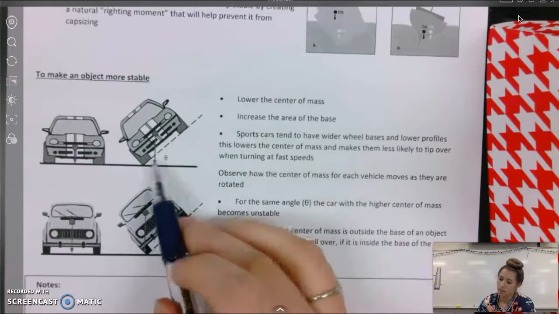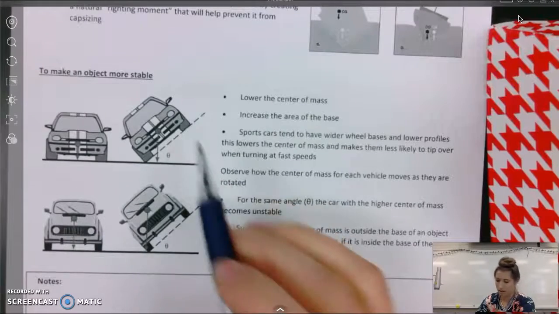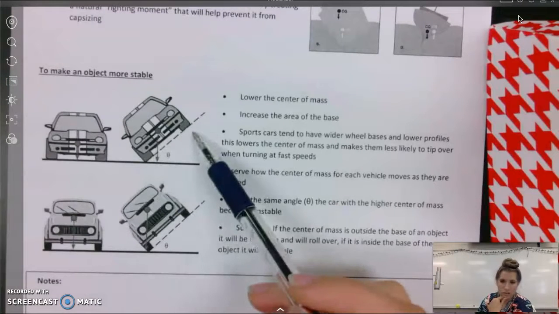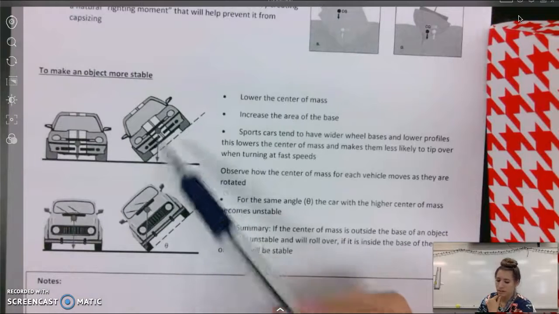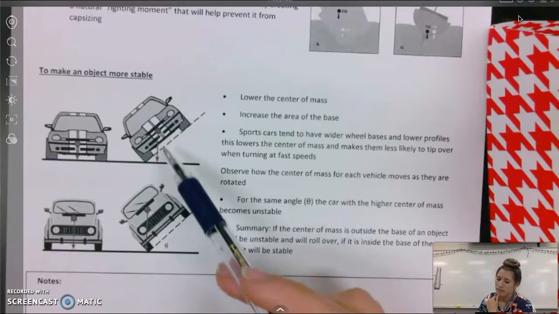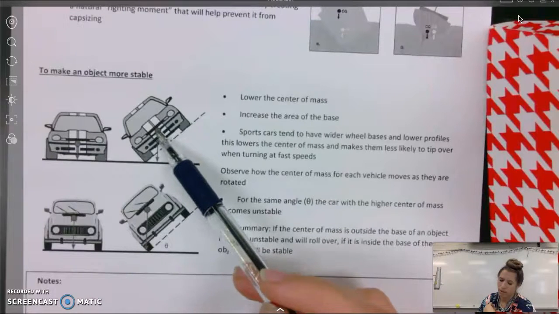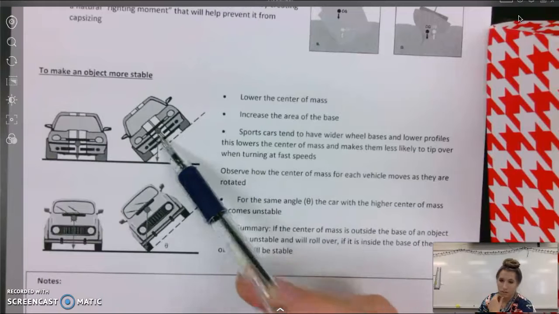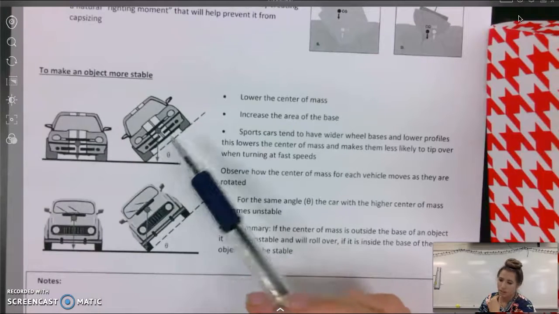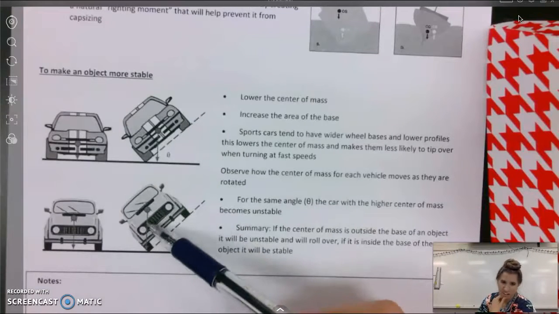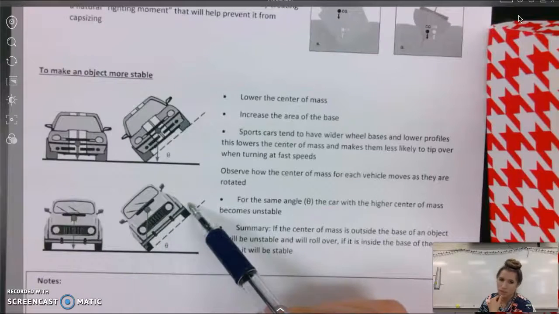The second one is to increase the area of the base, like the length between wheels is larger typically on these sports cars. Their wheelbase is larger than on a Jeep, and they're this aerodynamic shape, and so it kind of forces that center of mass to be lower, so we gain a lot of stability. We don't see these cars flip over as often, but we see it happen a lot with Jeeps because their center of mass is higher and then maybe the wheelbase is smaller.